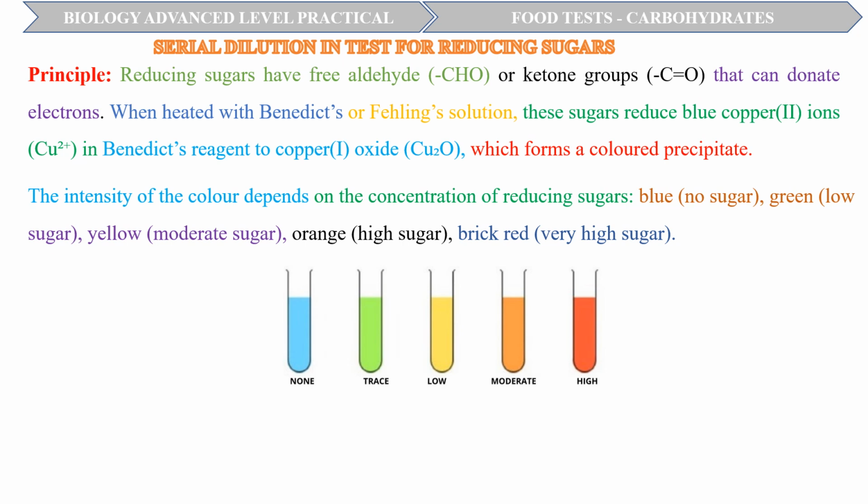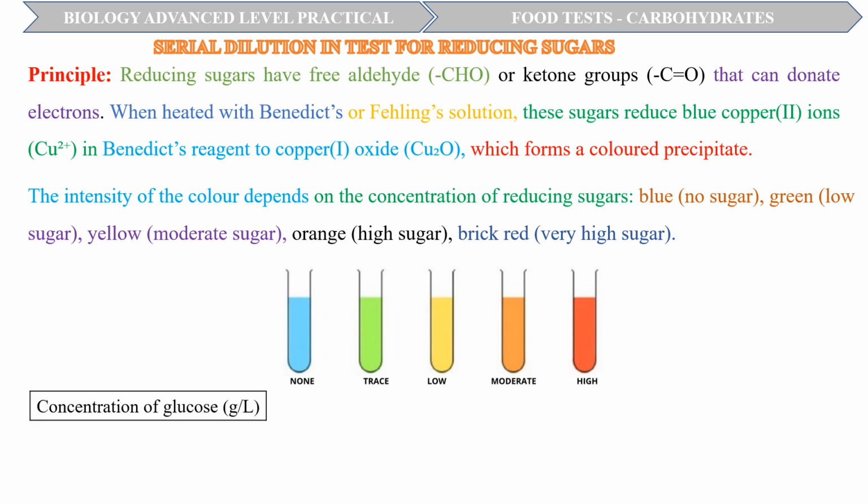A solution with no reducing sugar produces no color change. A sugar solution of low concentration will give a green color. A moderately concentrated solution will give yellow. A high concentration will give orange, while a very high concentration will give brick red.